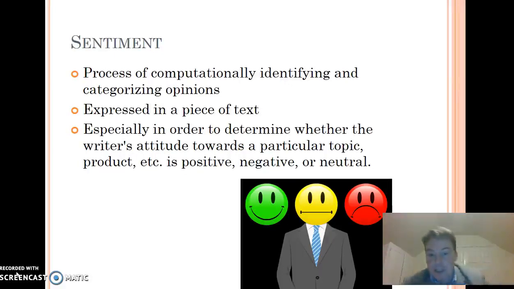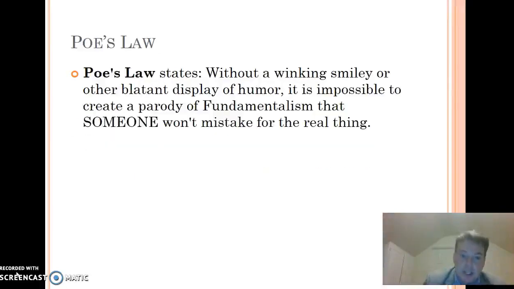So, often if you're in a canteen, you'll see these emoticon smiley faces that are asking for opinion. But we can actually look through people's tweets or texts or whatever and determine how they feel about things.